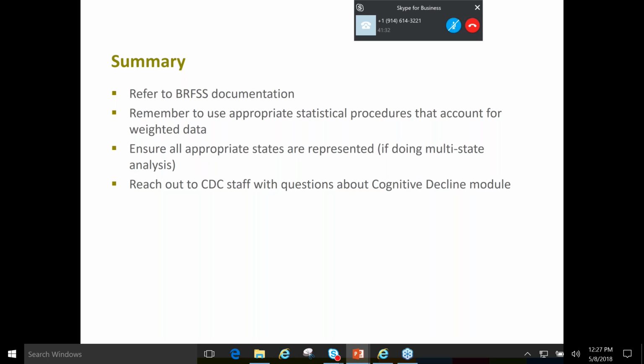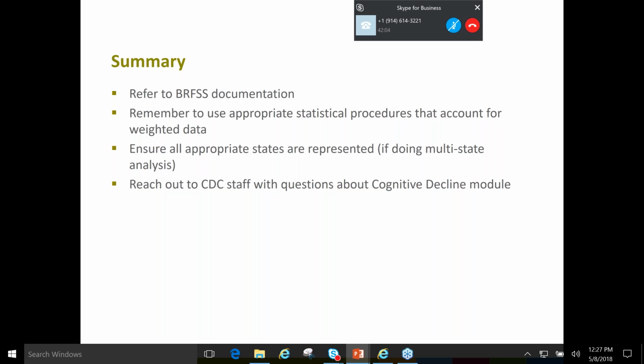So in summary, for my part of the talk, if you have never used BRFSS before, if you're not familiar with this module, please refer to BRFSS documentation. There's a lot of great documentation at cdc.gov/BRFSS, and that will really help you. But I also would encourage you, if you're interested in using these data for your state, to contact me about the cognitive decline module.